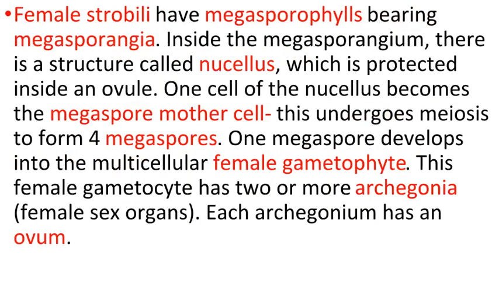Female strobili have megasporophylls bearing megasporangia. Inside the megasporangium, there is a structure called nucellus, which is protected inside an ovule. One cell of the nucellus becomes the megaspore mother cell. This undergoes meiosis to form 4 megaspores. One megaspore develops into the multicellular female gametophyte. This female gametophyte has 2 or more archegonia, female sex organs. Each archegonium has an ovum.